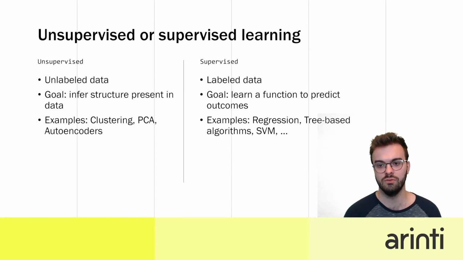Okay, the first question we have to ask ourselves after we've decided that we want to use machine learning is, are we using supervised learning or are we using unsupervised learning? And the distinction is rather simple. You simply have to know, do you have a labeled data set or do you have an unlabeled data set?